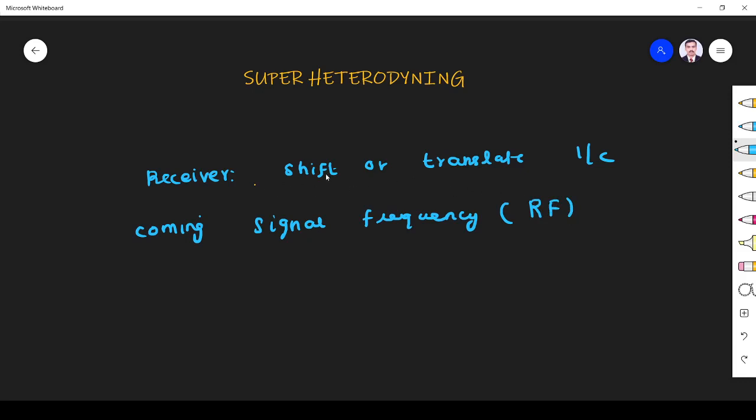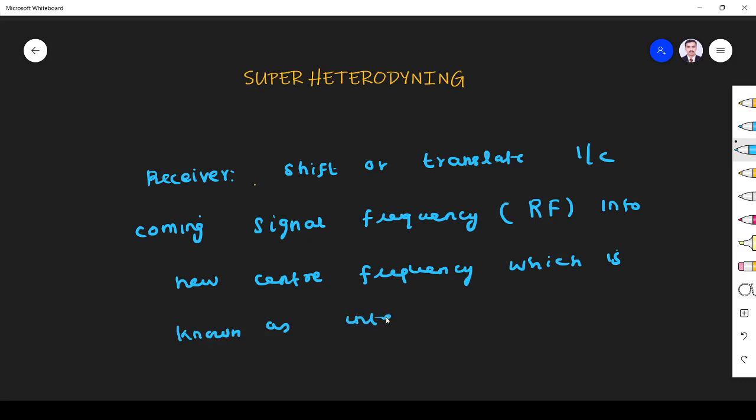So what we do is we shift or translate that modulated signal frequency into a new center frequency, which is known as the intermediate frequency, IF. Normally the RF frequency will be in megahertz, and the intermediate frequency will be in kilohertz.